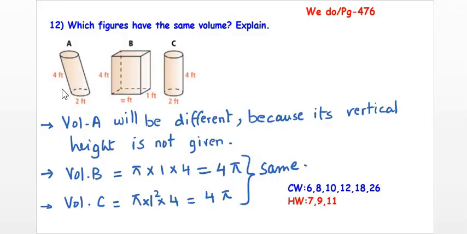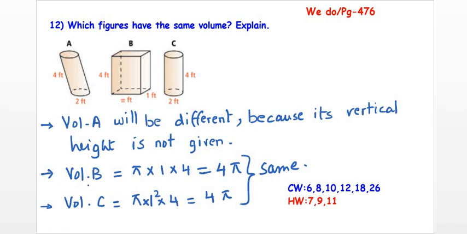We cannot find right now the volume of cylinder A. What is the reason? Because they didn't give us the vertical height. Even if we try to find the vertical height, that vertical height will be different from these two. Okay, what is the reason? Because this is the slant height. If you find the vertical height, it will be different. Clear? So even if you try to find the volume of cylinder A, it will be different.